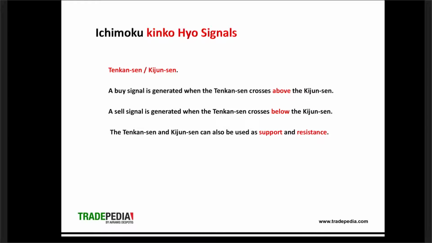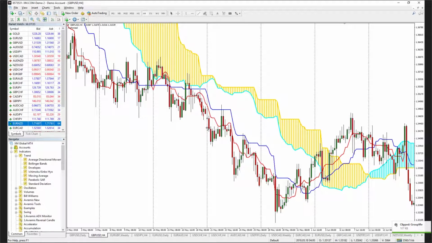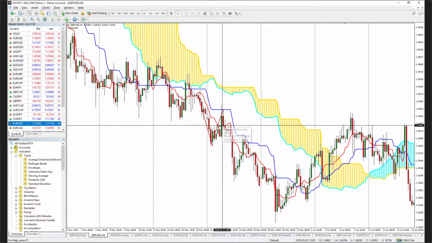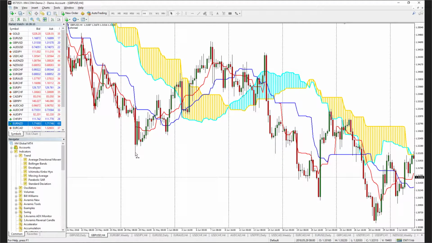Now, apart from that, Tenkan-sen and Kijun-sen can also be used as support and resistance levels in an ongoing trend. So many times, corrections from that trend can come, find resistance either on that red line Tenkan-sen or on that blue line Kijun-sen and continue moving downwards. So in strong trends, these levels are used as resistance levels. Yes, and support levels, of course, in uptrends.